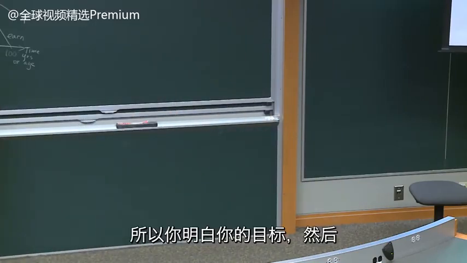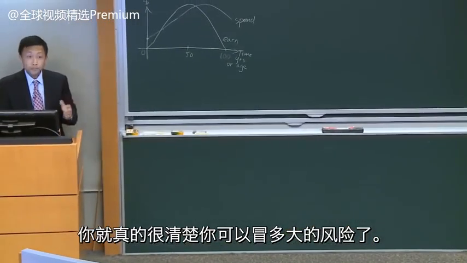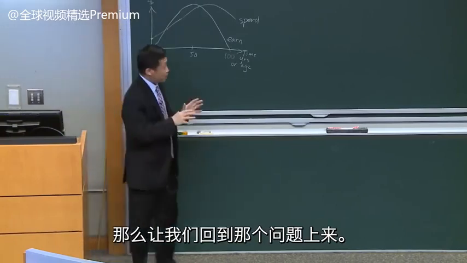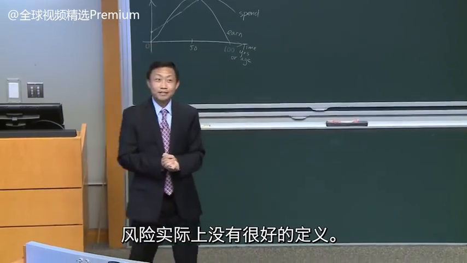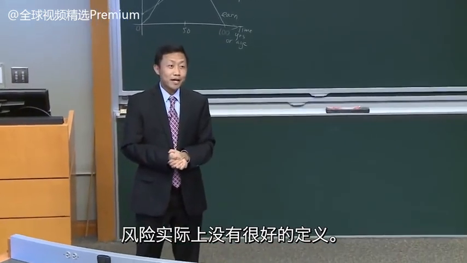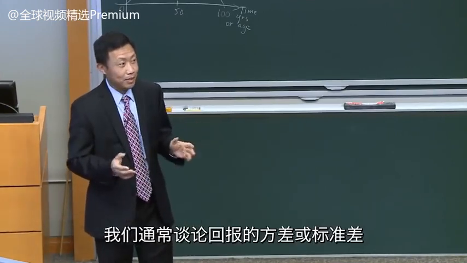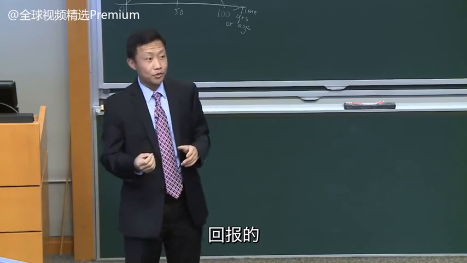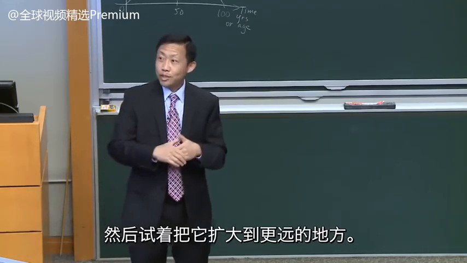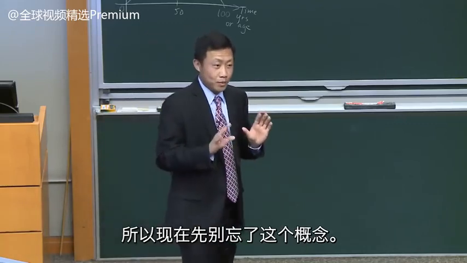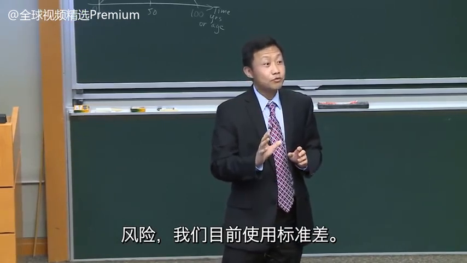So that's all. So you understand your goals. Then you're really a lot clearer on how much risk you can take. So let's come back to that. So what is risk? As Peter explained in his lecture, right? Risk is actually not very well defined. In the modern portfolio theory, we typically talk about variance or standard deviation of return. So today, I'm going to start with that concept, but then try to expand it beyond that. So stay with that concept for now. Risk, we use standard deviation for now.